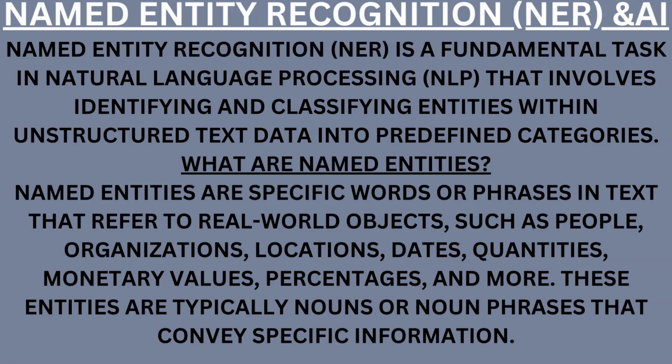What are named entities? Named entities are specific words or phrases in text that refer to real-world objects such as people, organizations, locations, dates, quantities, monetary values, percentages, and more. These entities are typically nouns or noun phrases that convey specific information.